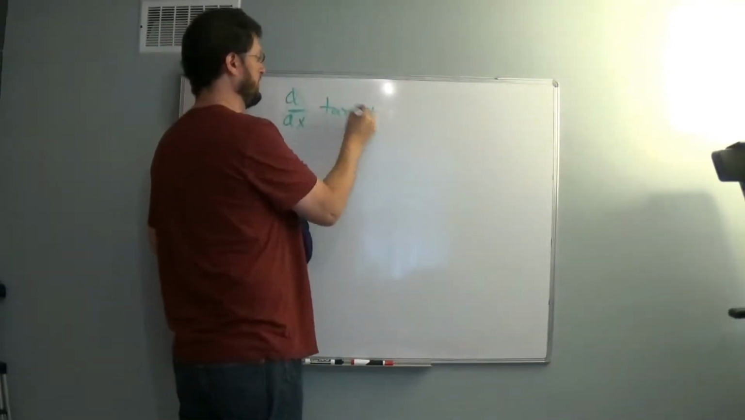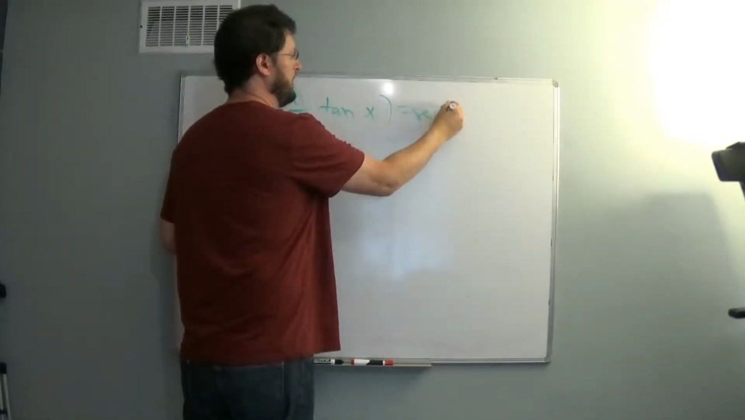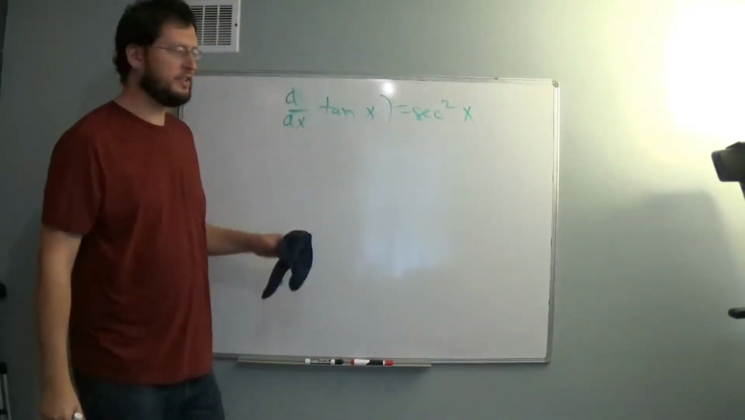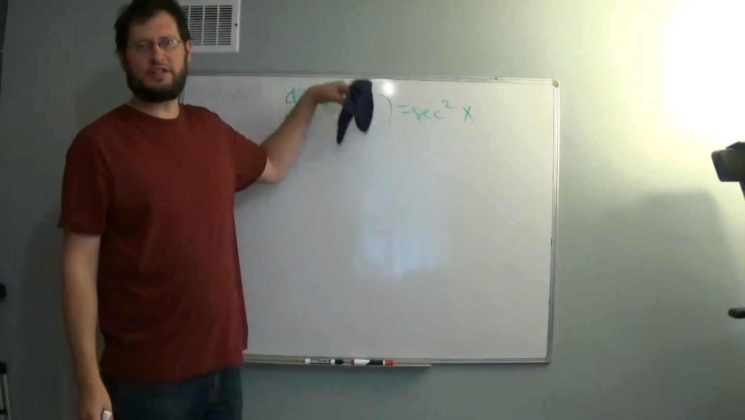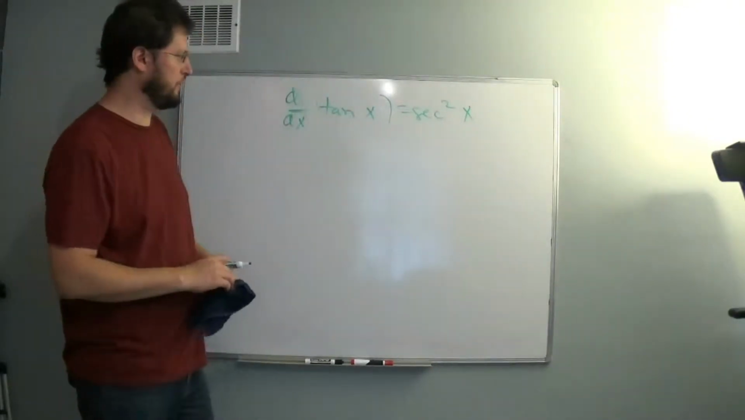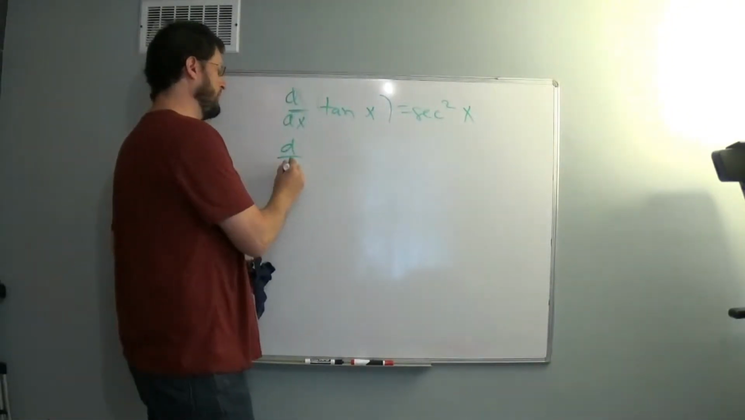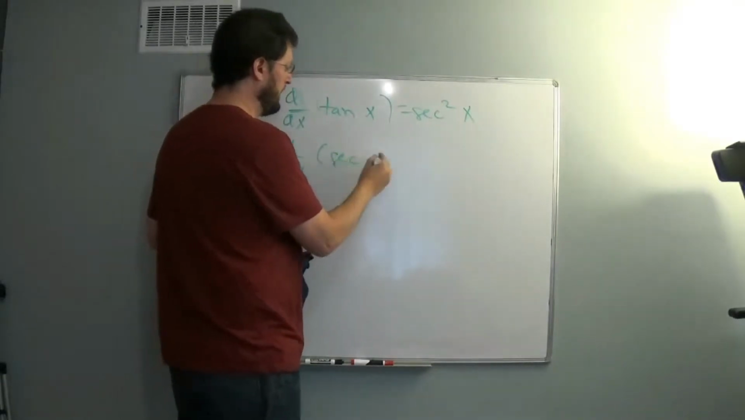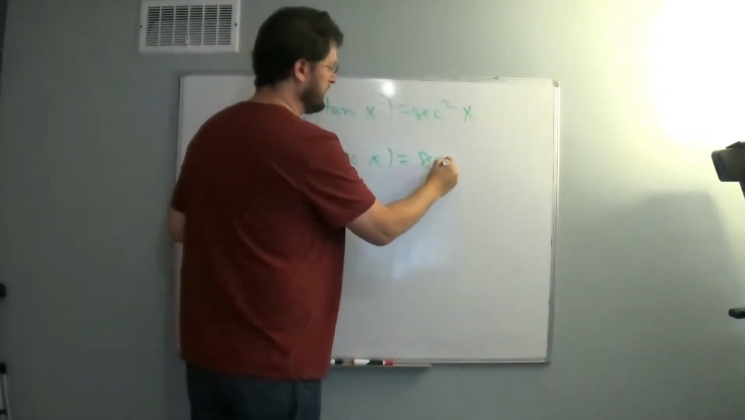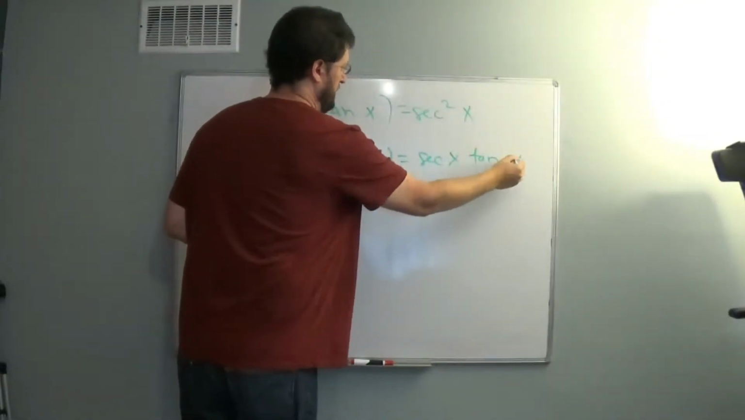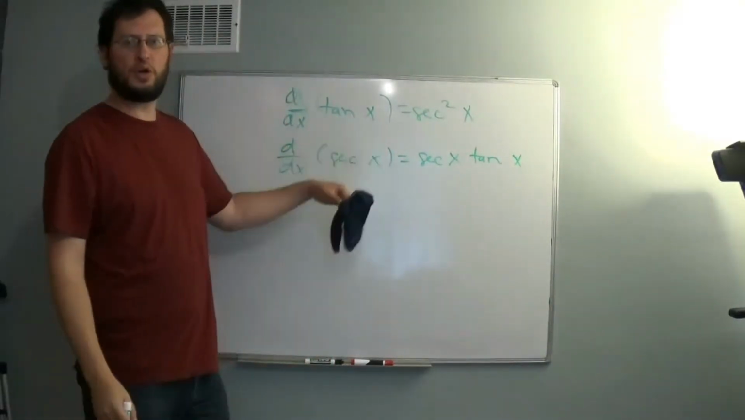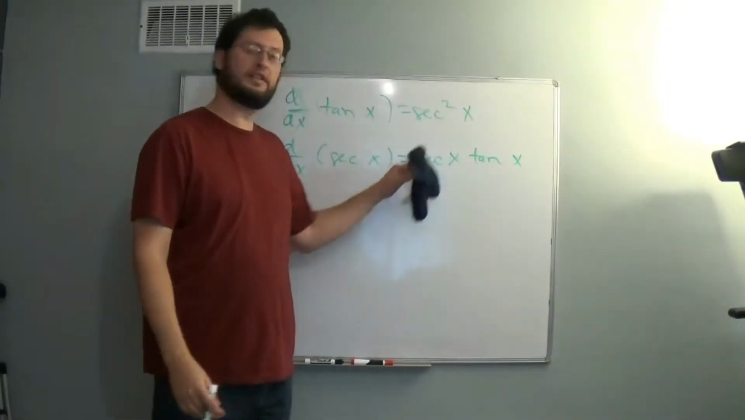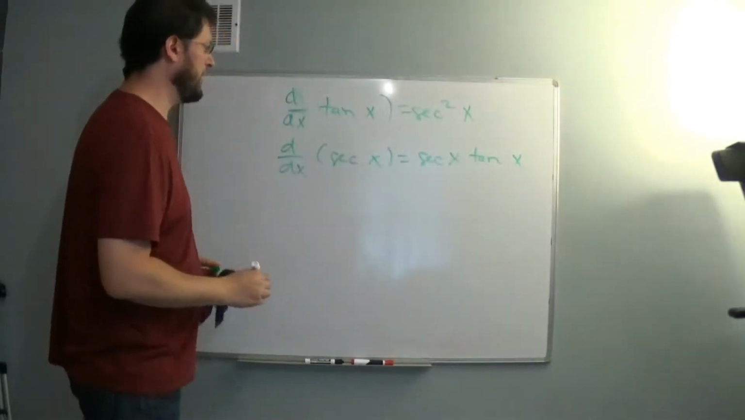tangent is secant squared. I'm not going to prove these, but we can get this by writing tangent as sine over cosine and taking the derivative using the quotient rule. We also need to remember that the derivative of secant x is secant x tangent x. Again, write secant as 1 over cosine, take the derivative, and it simplifies to secant x tan x.